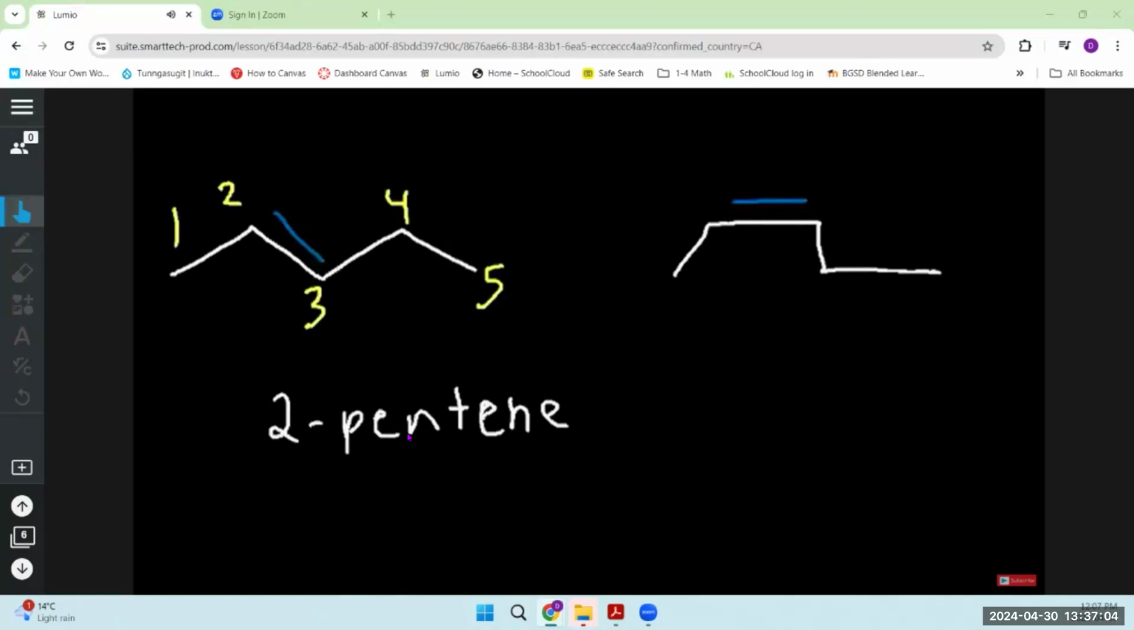However, if you look at the one on the right, it's also called 2-pentene. So what is the difference between these 2 molecules? Because they're not exactly the same. Double bonds are not free to rotate, and so these are actually 2 different molecules.